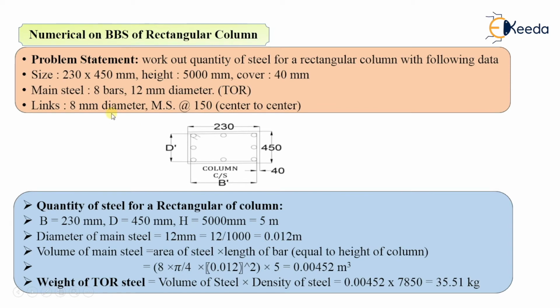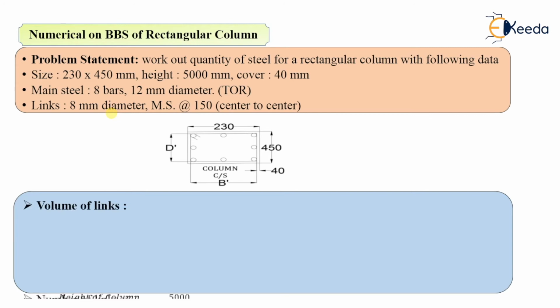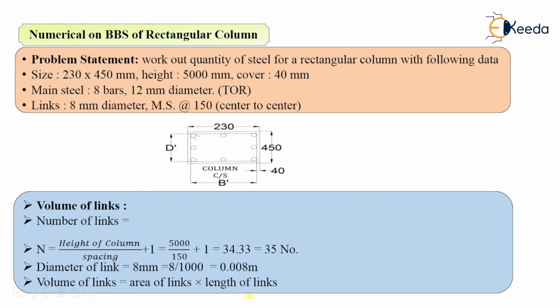So how you can calculate? See, in the next slide I will show you. See, we have to do one calculation. Volume of links will be area of links into length of links, but we don't know the area of links and also the length of links. So what I will do, I will first calculate the area of links. Area of links will be simple. It will be diameter of link divided by 1000, that is 8 divided by 1000, that is 0.008 meter.